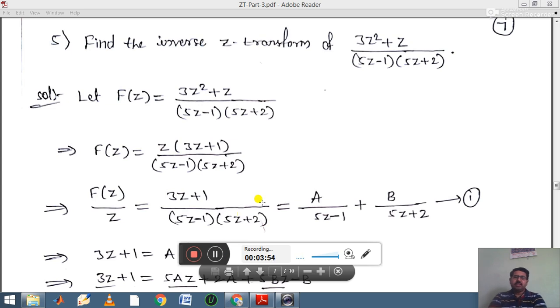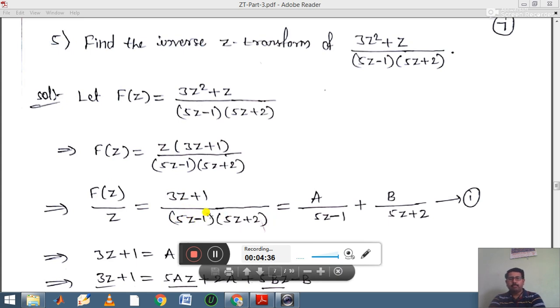Now let us proceed with the fifth problem. The fifth problem is: find the inverse z transform of 3z square plus z divided by 5z minus 1 into 5z plus 2. Here let us find the inverse z transform. Solution: let F of z is equal to 3z square plus z divided by 5z minus 1 into 5z plus 2. Here in the numerator you take z as common, then you are getting z into 3z plus 1 divided by 5z minus 1 into 5z plus 2. This z you send it to the RHS, it becomes F of z by z is equal to 3z plus 1 divided by 5z minus 1 into 5z plus 2.